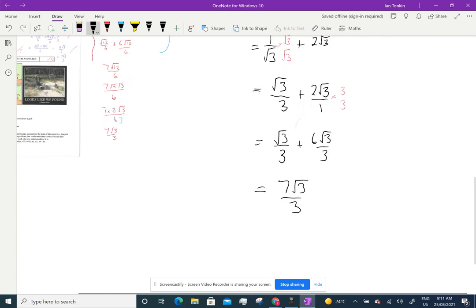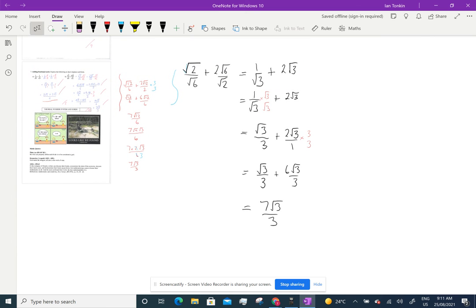And that was a much better way of doing that question. You can see it didn't require nearly as much rationalising. So to those people who did it that way, well done. Anyway, make sure you check your solutions and keep going with the work.